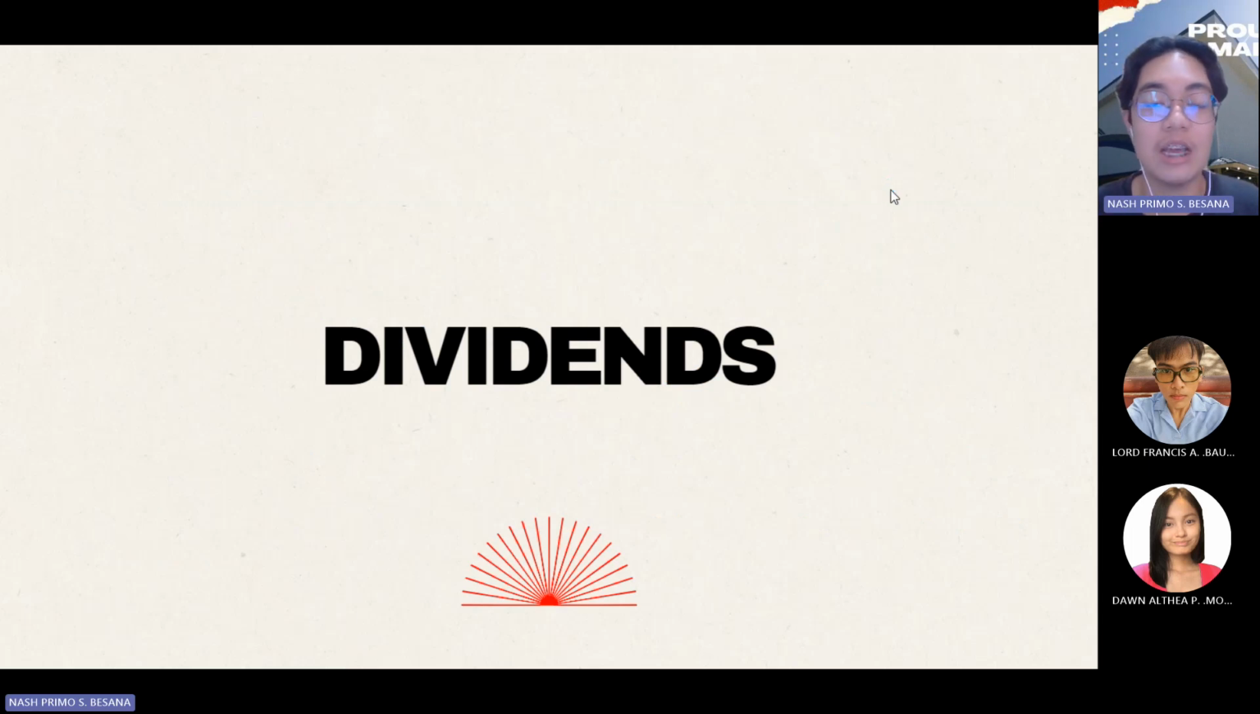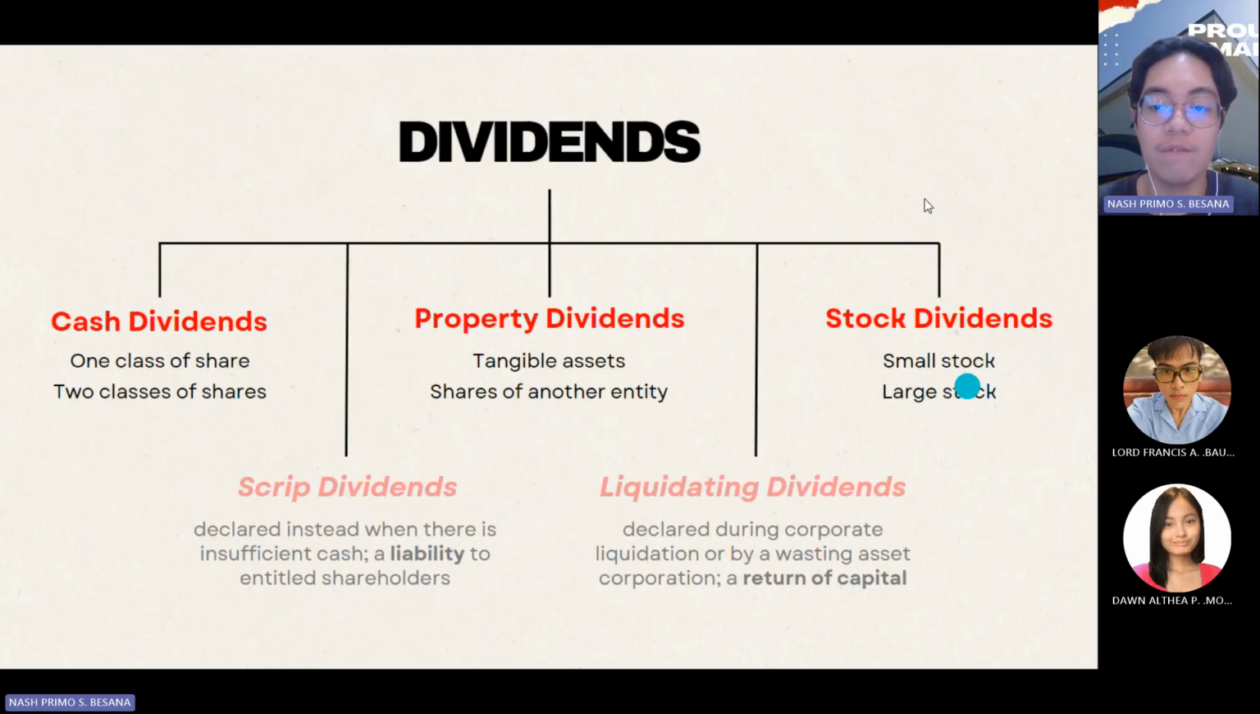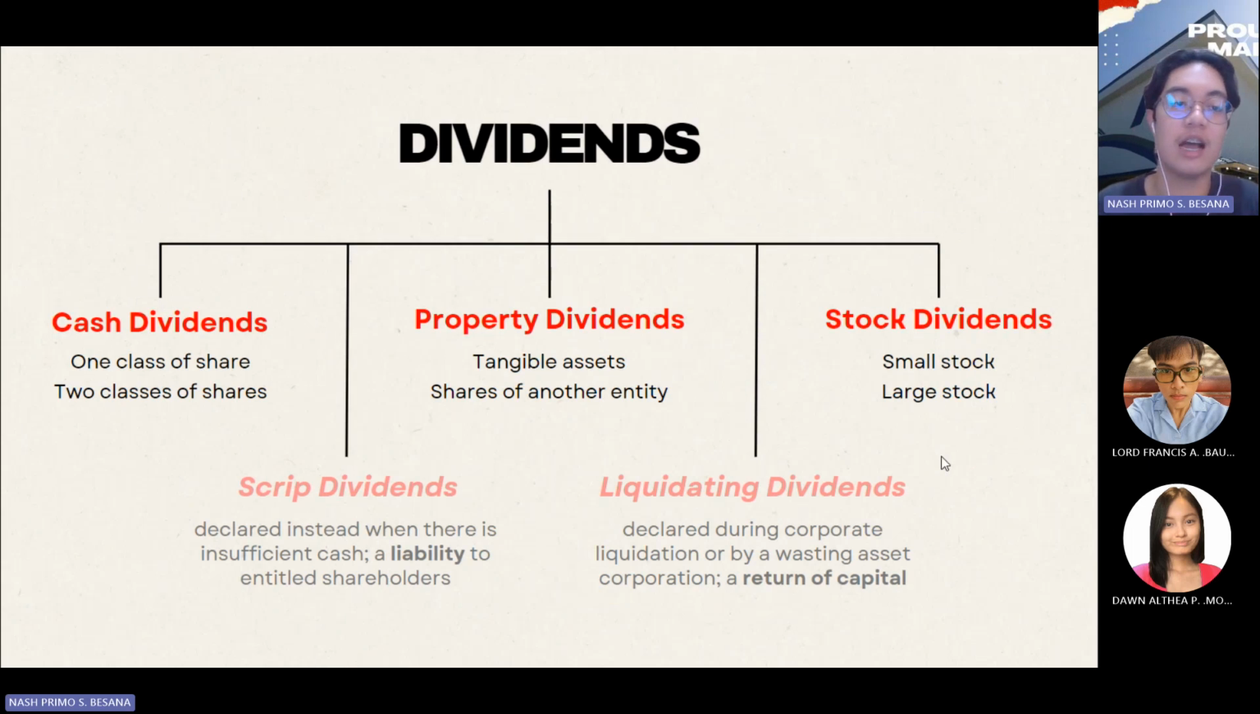Now, we move on sa second topic which is the dividend. Ito yung medyo focus talaga ng session today since ito yung mas maraming cover sa module 2 ng corporation. So, we have three main types of dividends: cash, property, and stock dividends or share dividends. Sa cash, we would be discussing later how to account kapag meron lang isang class of share which is ordinary, and then another for two classes of share kapag meron ng preference din.